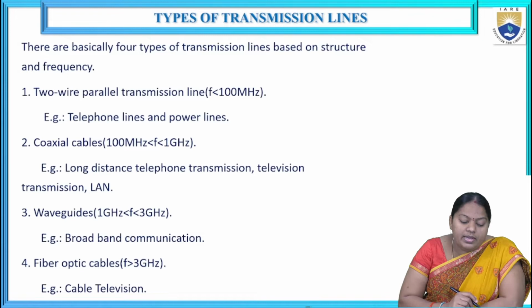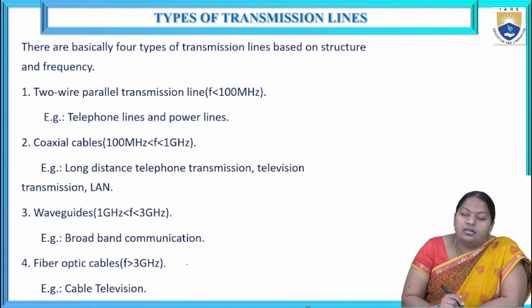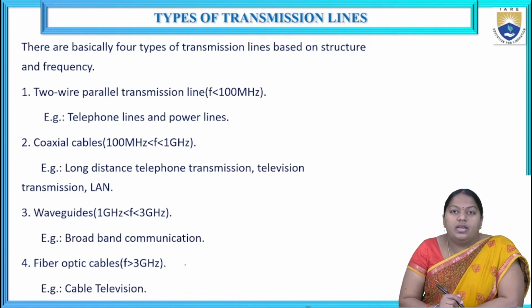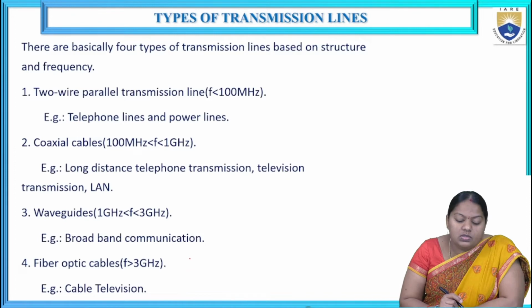The first one is the 2-wire parallel transmission line or open wire transmission line, right? In this we can transmit signals with a range up to 100 megahertz. If you want to send signals above 100 megahertz, it is impossible through parallel wire transmission lines. That's why we go for the next type of transmission line, called coaxial cables.